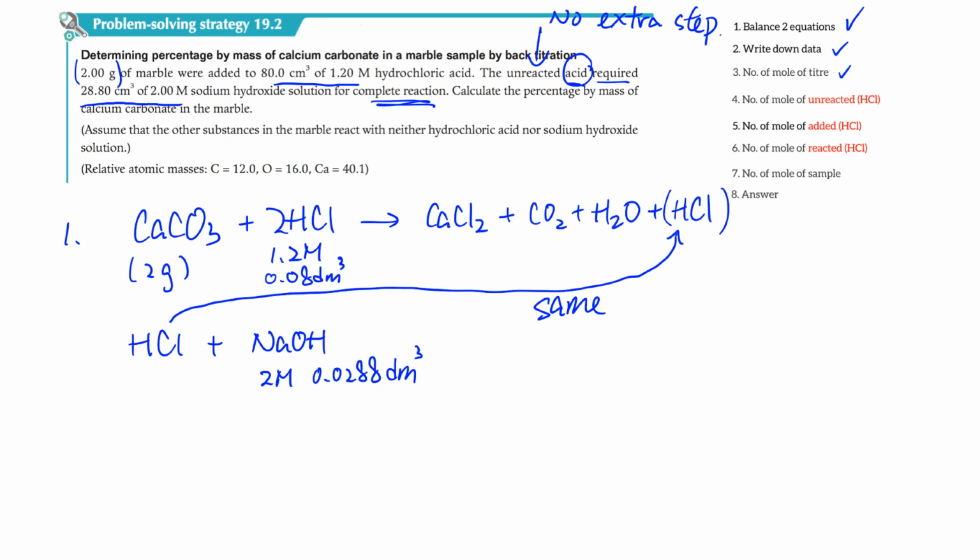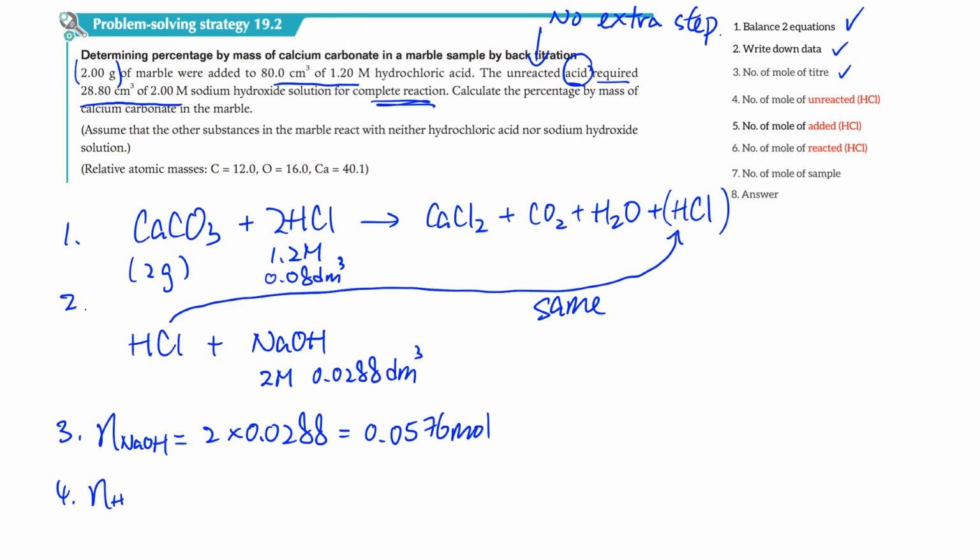We first found the number of moles of titrant. So the second step we have finished. Then the third step, the number of moles of NaOH, will be 2 times 0.0288. So the answer for this one will be 0.0576 mole.